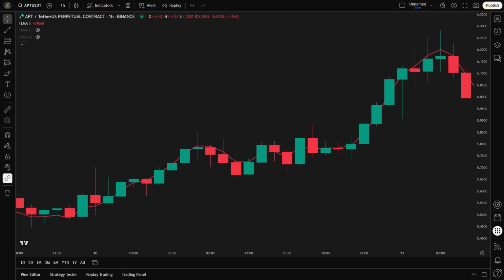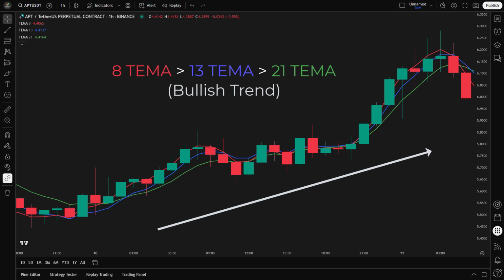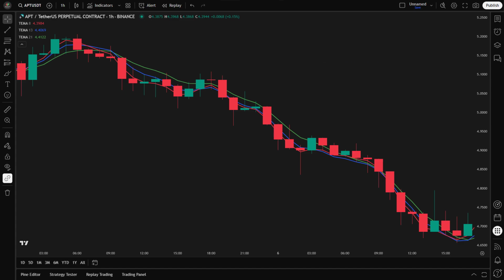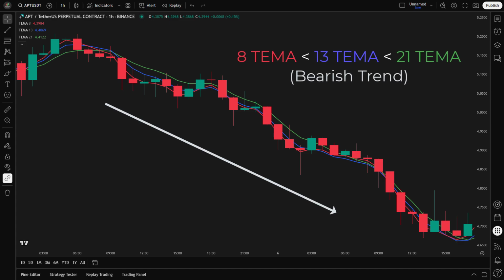8 TEMA captures short-term price movement. 13 TEMA reflects medium-term trend. 21 TEMA represents the longer-term direction. When the 8th TEMA is above the 13th TEMA and the 13th TEMA is above the 21st TEMA, we consider this a strong bullish trend, a sign that momentum is accelerating upward. On the flip side, when the 8th TEMA is below the 13th TEMA and the 13th TEMA is below the 21 TEMA, this signals a strong bearish trend indicating downward momentum.